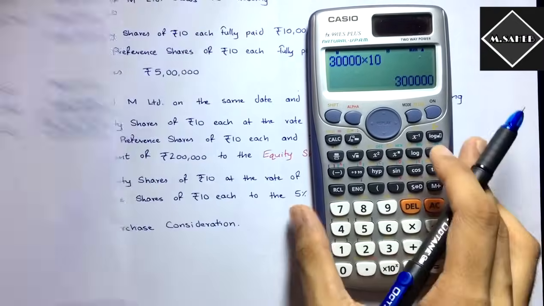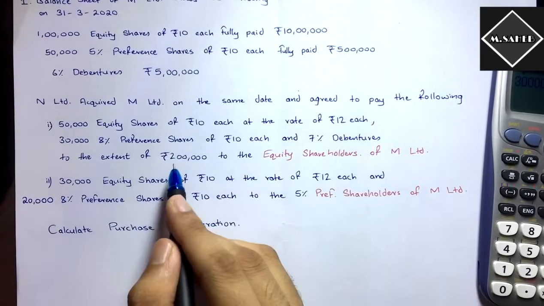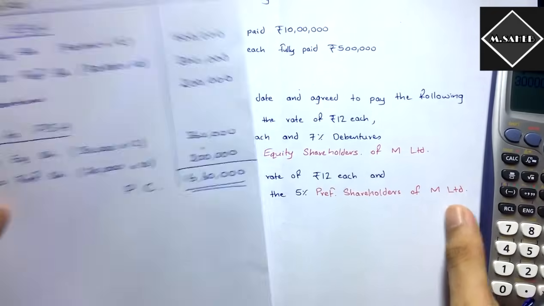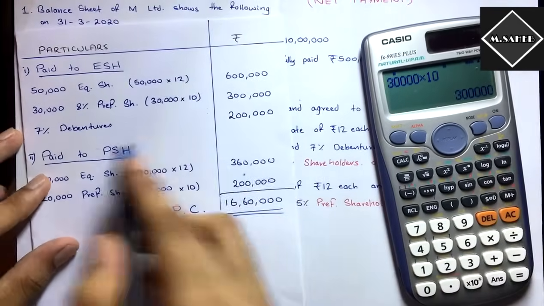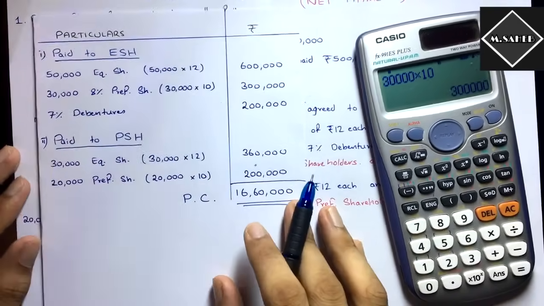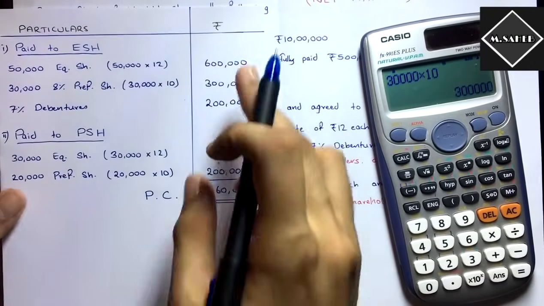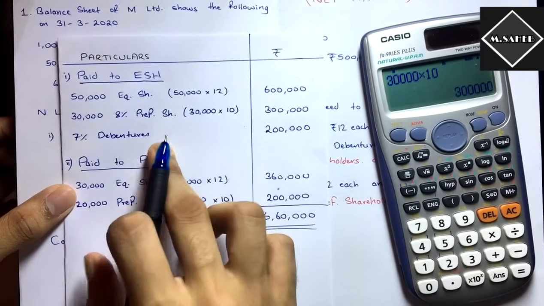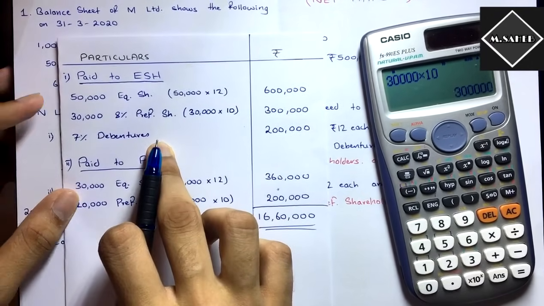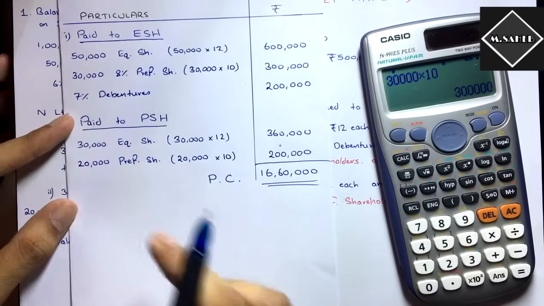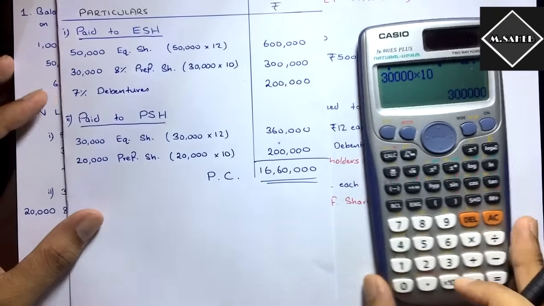And then what is given? Debentures are given. The whole amount is given, to the extent of 2 lakh. So take it directly: debentures 2 lakh, simple. The payment to the equity shareholders is done. And then we have preference shareholders. What is paid to the preference shareholders? We have to take that.